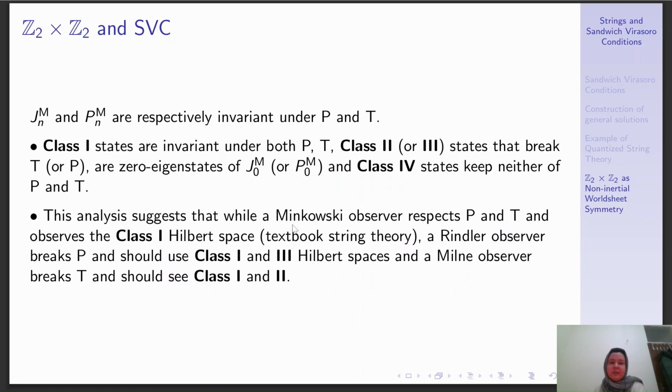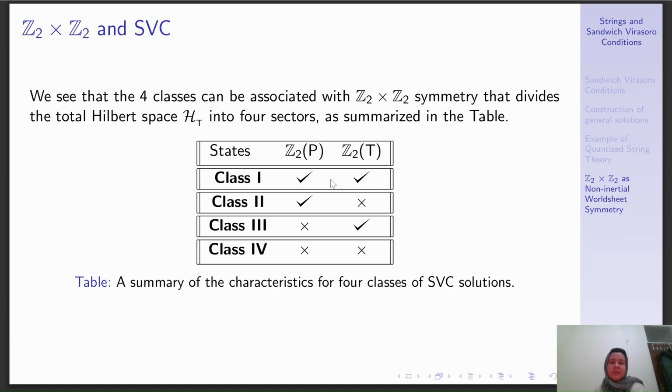And we know that, as we have seen, J0 and P0 were the combinations that we used to categorize our different classes of states, and class 1 states are invariant under both parity and time reversal, and they are what a Minkowski observer who respects these symmetries will observe. Class 2 states break time reversal, and they are related to what a Milne observer will observe, and class 3 states break parity, and they are related to a Rindler observer. Class 4 states break both of these symmetries. And here we see this specific behavior in this schematic.